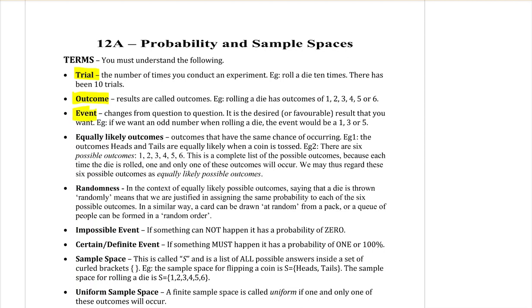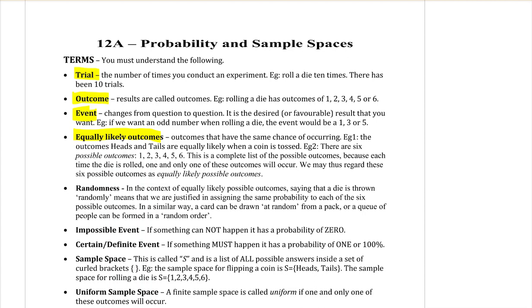An event changes from question to question. It is the desired or favourable result that you want. So if we want an odd number when rolling the die, we would be wanting the numbers 1, 3, or 5. Equally likely outcomes are outcomes that have the same chance of occurring. Example 1, the outcomes heads and tails are equally likely on our coin.